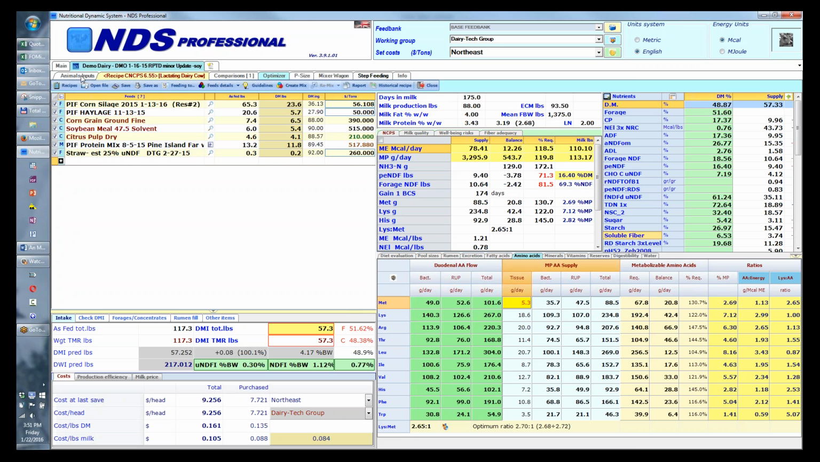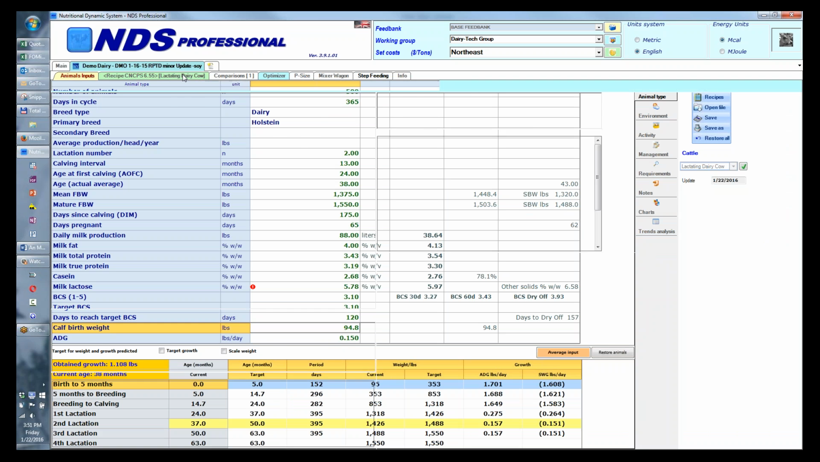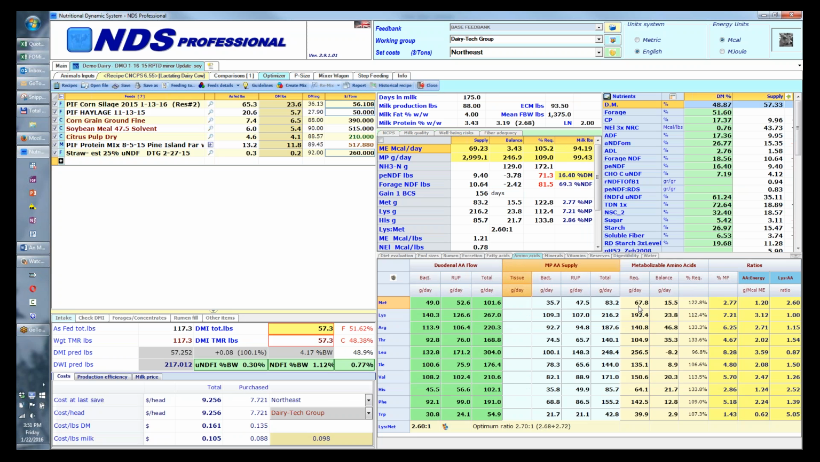I can go back, and if I put this cow back to a stable body condition with no change that we were at before, we'll see that these amino acid requirements aren't changing at all. But because she's stable now, I'm not getting any contribution to the supply from tissue.